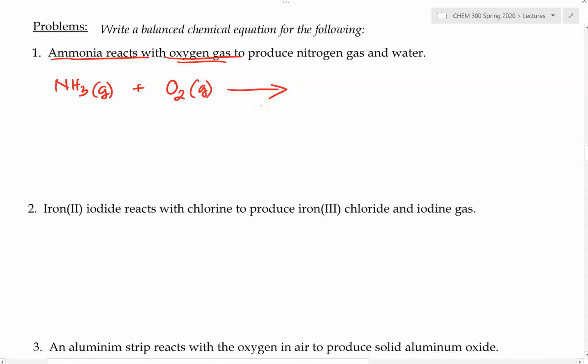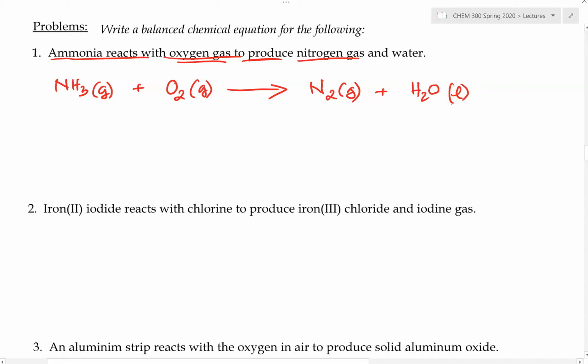And now, by writing the reaction arrow, everything being produced are the products, and we're going to be writing them on the right side of this reaction arrow. Nitrogen gas is N2. It is a diatomic element. And now water is H2O. And water at room temperature is a liquid.